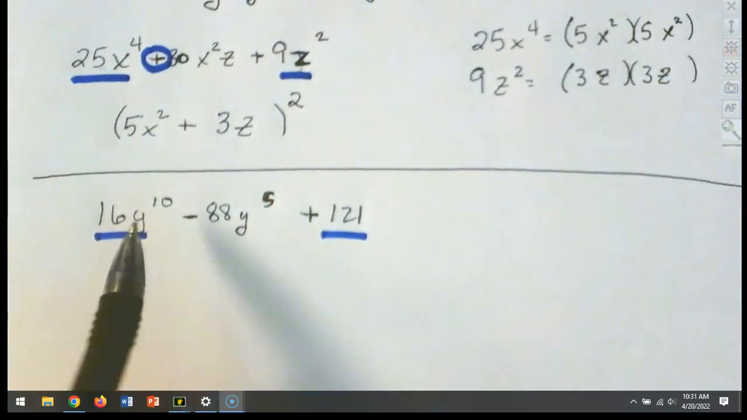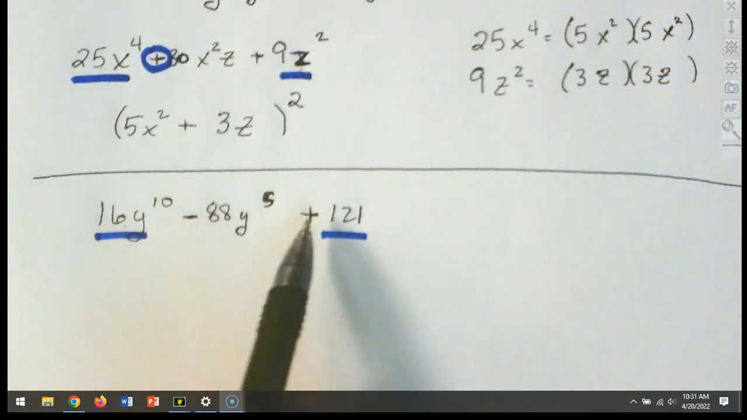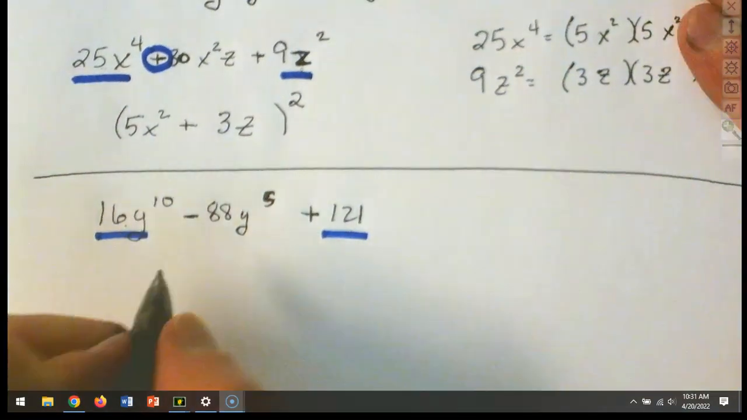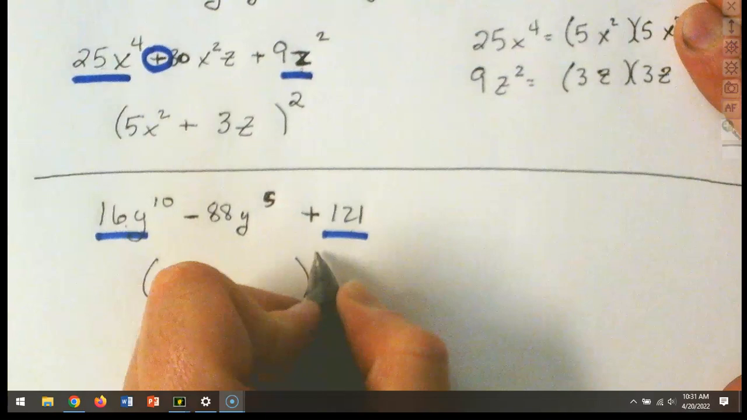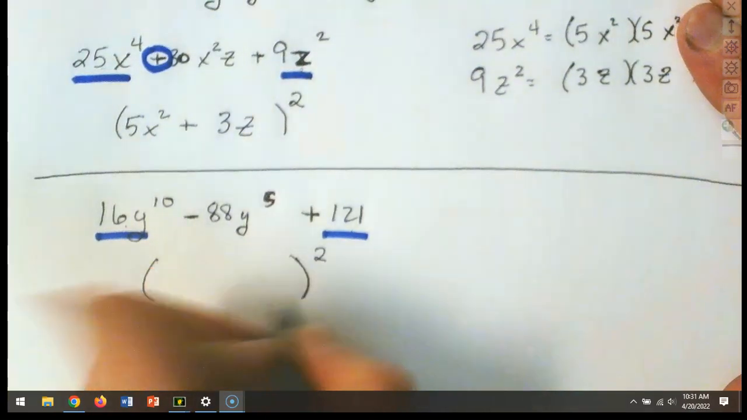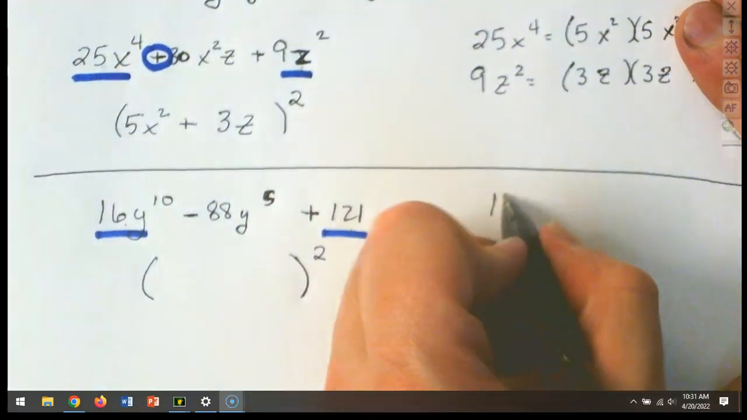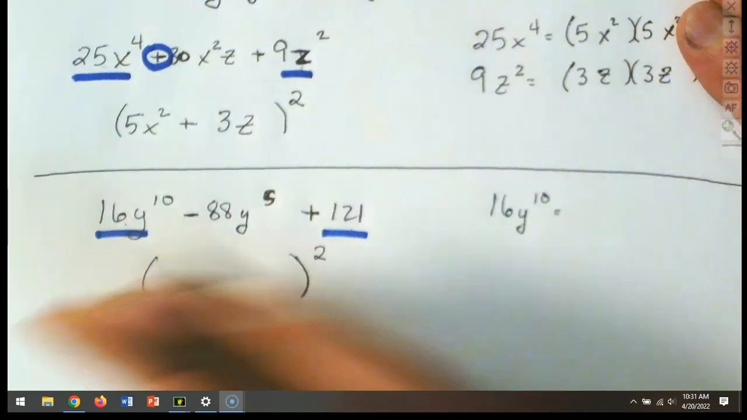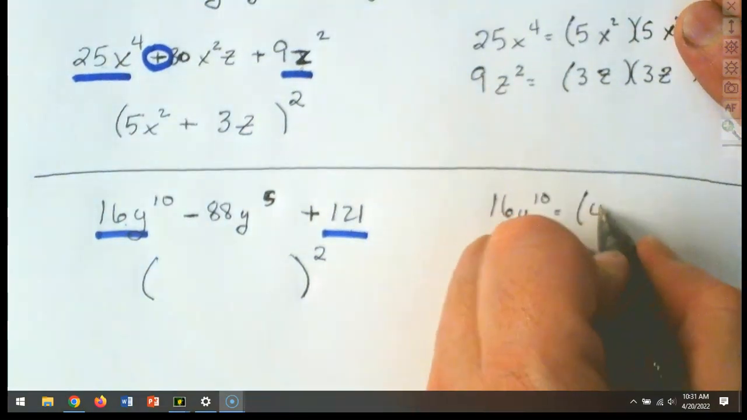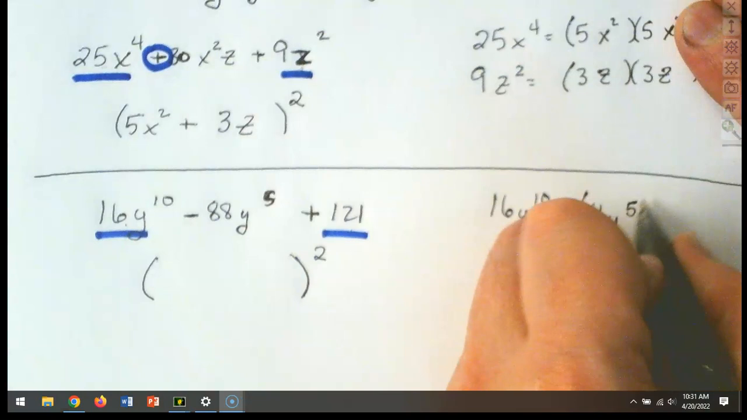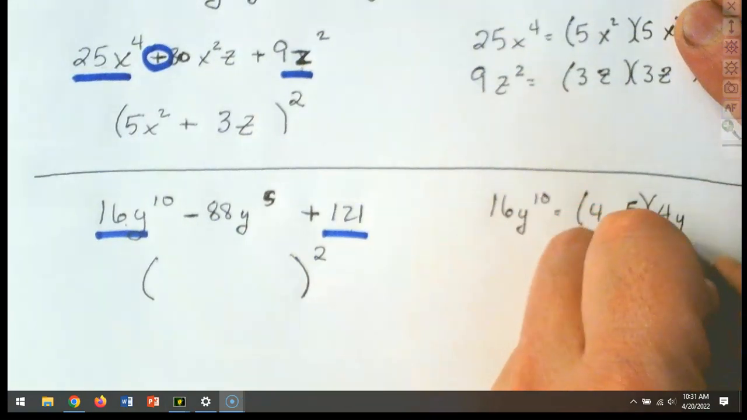So always check first the first number and the last number and see if they're perfect squares. And they are. So that's going to come down as a squared here. And we've got 16 y to the 10th. Well, that's going to be a 4 y to the 5th. We split it up. And a 4 y to the 5th.